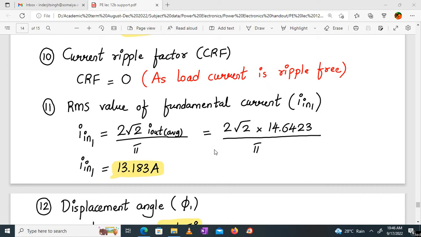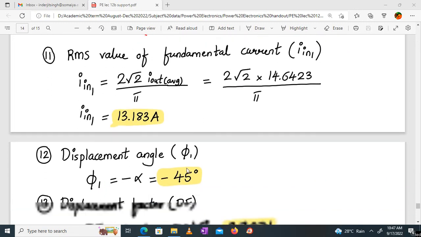Next, we find out the RMS value of the fundamental current, which is I in of 1, which we have discussed in lecture 12b. Now, this formula is I in of 1 is 2 root 2 times I out average divided by pi. So, I out average value is 14.64 divided by pi, and it will be multiplied by 2 root 2. So, I in of 1 is coming out to be 13.183. So, please check this answer.